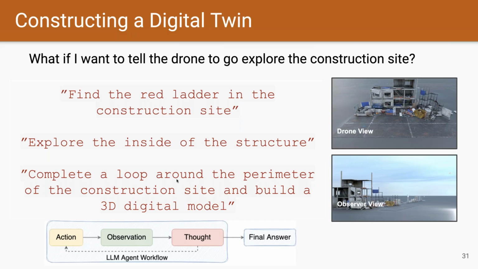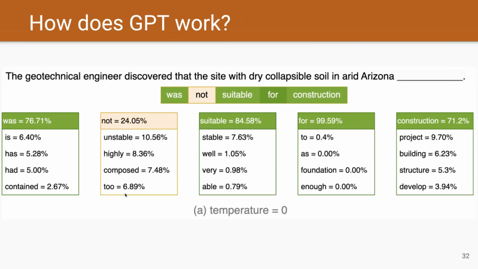And it is a lot easier for engineers at the site to just talk to these systems. So just talk in natural language and say, explore the inside of the structure and build a digital twin, or complete a loop around the perimeter of the construction site and build a 3D digital model. And of course, as you guessed, if you want to talk in natural language, you need large language models like GPT or Llama, and we are going to leverage those in combining them with the digital twin construction process.